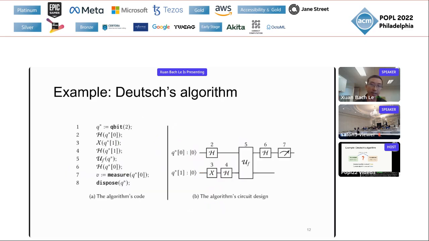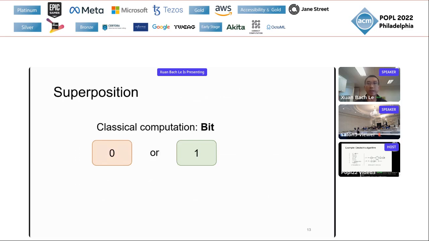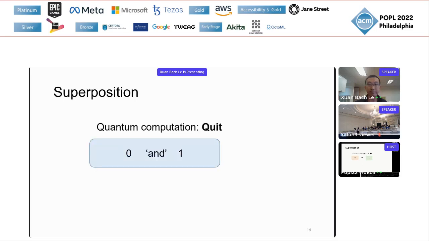And here is the algorithm. On the left, we have the code, and on the right, we have the corresponding quantum circuit. In order to have an idea of how it works, let me first explain the key concept behind quantum computations. In classical computation, we have a bit whose state can be either 0 or 1. In quantum computation, we have the smallest information unit called a qubit, and its state can be both 0 and 1 simultaneously.